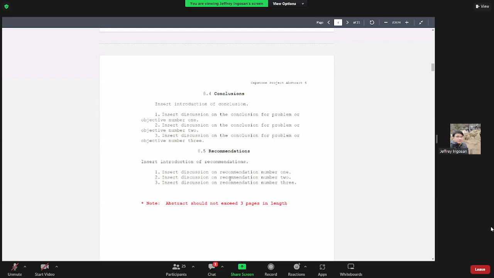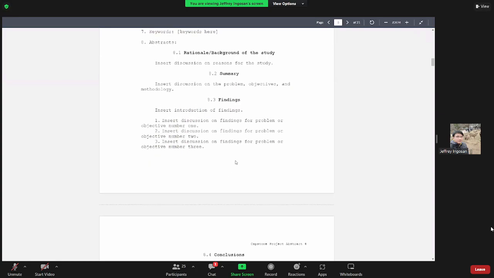Even 2 pages only, sometimes students are having difficulties. There are even some students who would say, "Sir, we need to go beyond 3 pages." But the rule says that you should not go beyond 3 pages. So that's the maximum number of pages. 3 pages. Do not go beyond 3 pages. Before we go on, I almost forgot.